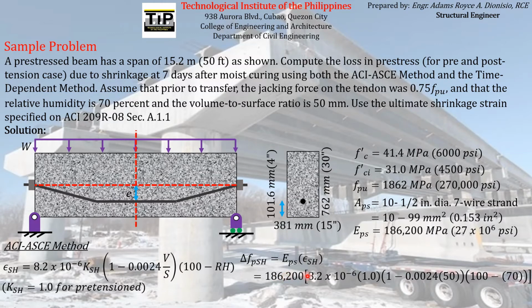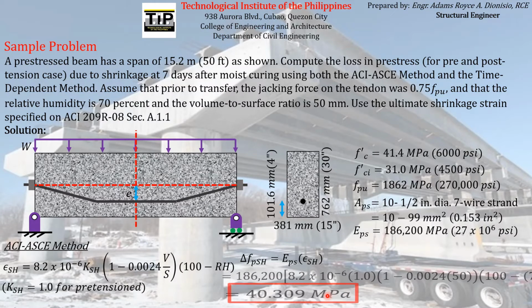So computing the equation here, we can see that the pre-stress loss due to shrinkage for pretension members using the ACI-ASE method will be equal to 40.309 megapascal. So meaning for the case of pretension members, after the shrinkage has occurred in the concrete, it will eventually result in loss of pre-stress to the pre-stressing reinforcement. We can anticipate that the magnitude of loss that will be experienced by the pre-stressing reinforcement will be equal to 40.309 megapascal.